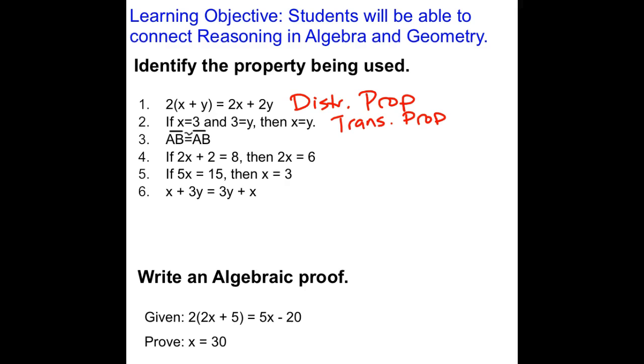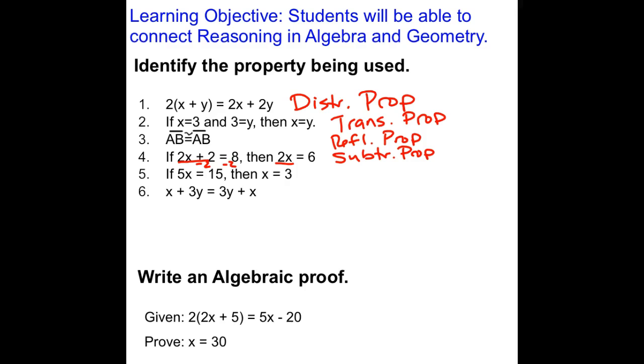It says AB is congruent to AB. The order didn't change at all, so that's actually going to be your reflexive property. Move on to the next one. If 2x plus 2 equals 8, then 2x equals 6. We look at what changed. It went from 2x plus 2 to 2x, so they subtracted 2 from both sides. So that's your subtraction property. If you subtract the same thing from both sides, your equation is still true.